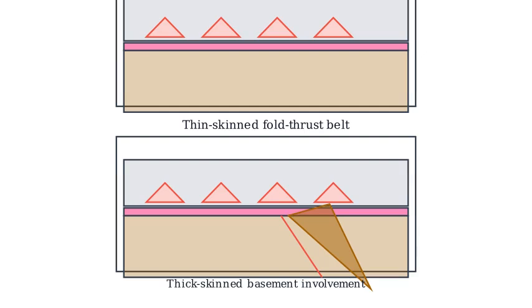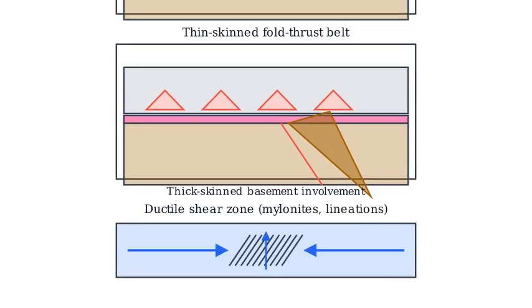Below the brittle-ductile transition, strain localizes into ductile shear zones and broad flow. Think of lower crust that can slowly flow, thickening and redistributing mass. We'll represent a shear zone band with stretching lineations and flow arrows.